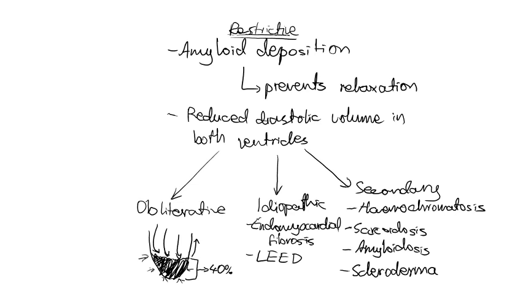But secondary cardiomyopathy is the most common, and it can be caused by conditions such as hemochromatosis, sarcoidosis, amyloidosis, or scleroderma. And finally, idiopathic restrictive cardiomyopathy, which I've included here, is usually when we don't know the cause of the condition, but it can be due to endomyocardial fibrosis or a condition that's called Loeffler eosinophilic endomyocardial disease, and Loeffler is spelled Loeffler.